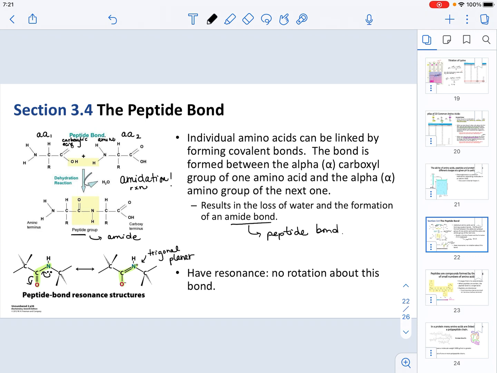So overall, it is understood that there is no rotation about that bond that is formed due to resonance.